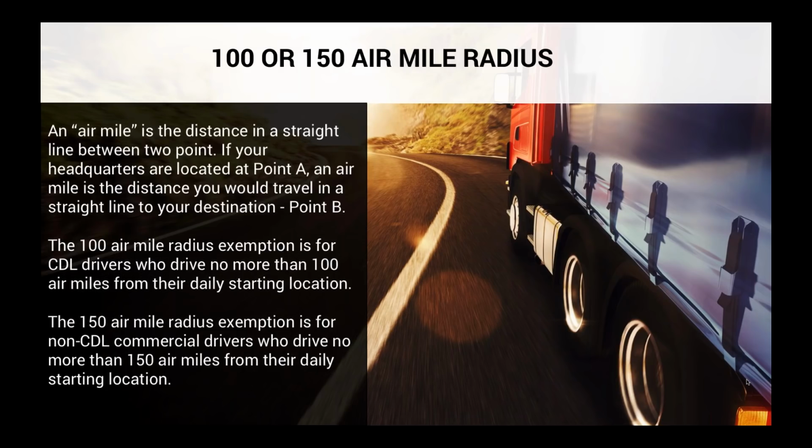The 100 air mile exemption is for CDL drivers who operate within 100 air miles of their daily starting location, go off duty within 12 hours, report back to the same work location every day, and have at least 10 consecutive hours off before starting their next on-duty period. The 150 air mile exemption is for non-CDL commercial drivers who operate within a 150 air mile radius, do not drive through any state that requires a CDL for the type of vehicle being driven, report back to the same work location every day, and do not drive after the 14th hour of coming on duty in a period of 7 consecutive days.